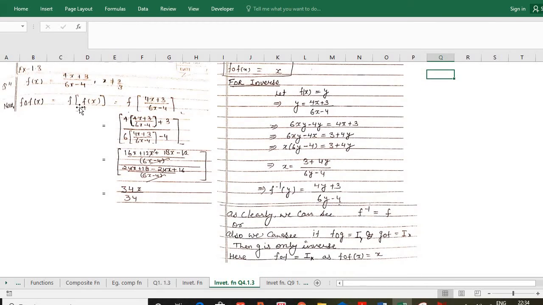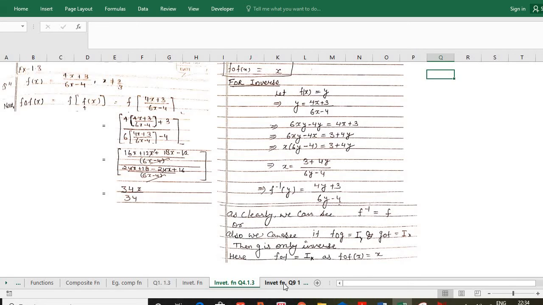Now here already fof x equals to x we have proved. It means this f is only working as inverse. So either you can prove in this way by proving it's an onto function, or you can write here fog is equals to iy and gof is equals to ix. Since fof is already coming x, then we say it is only the inverse. So here we found the inverse.